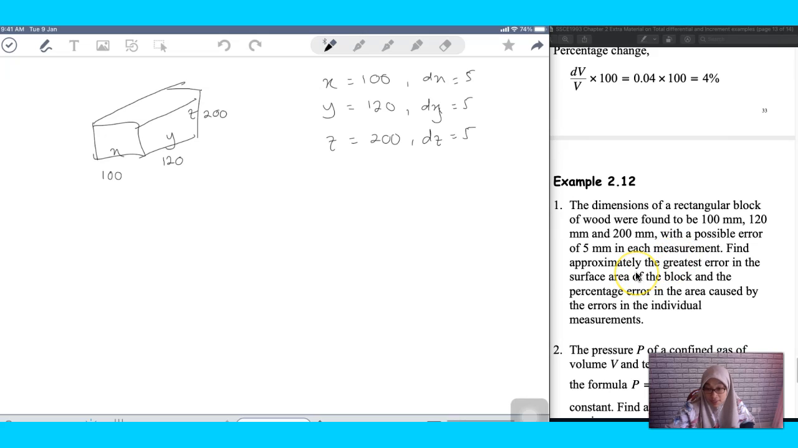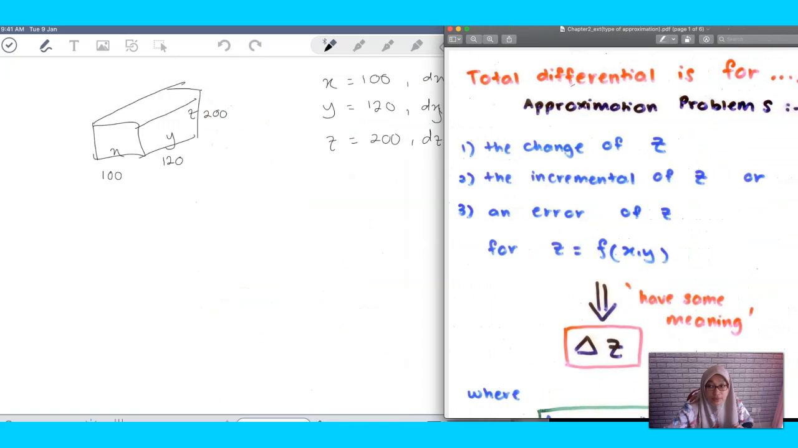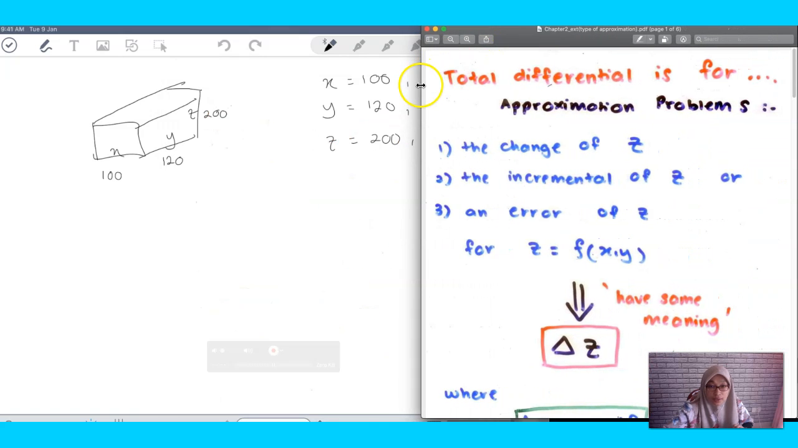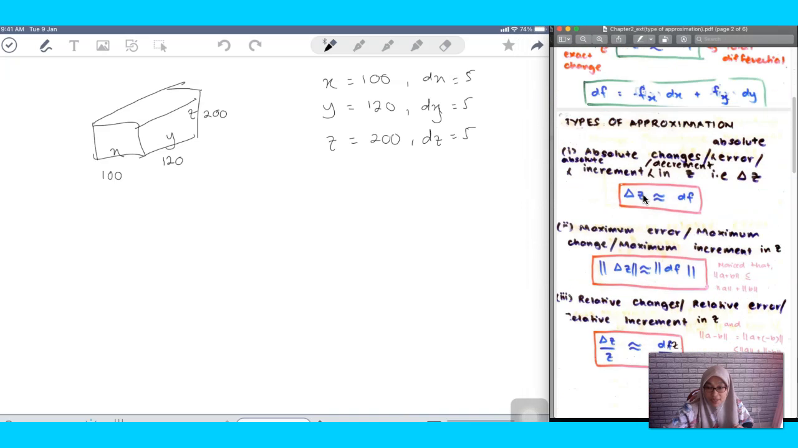Find approximately. When there is the word approximate, it means you can use the total differential. The greatest error in the surface area. So they're asking for the surface area of this rectangular block. What is the question about? Maximum error. Remember, from the notes that I gave you, I listed some types of approximation. For the maximum error, you have to put the absolute sign.